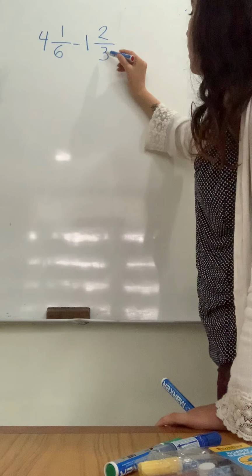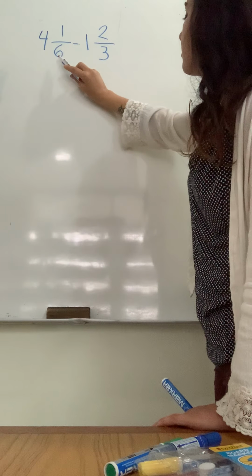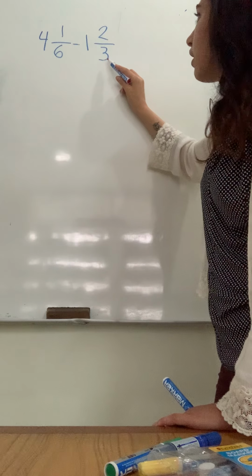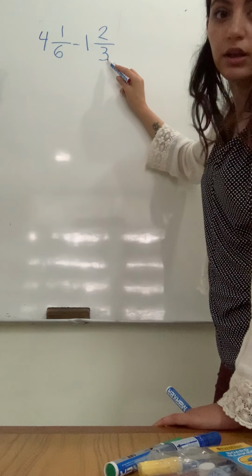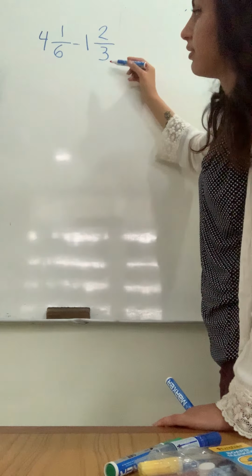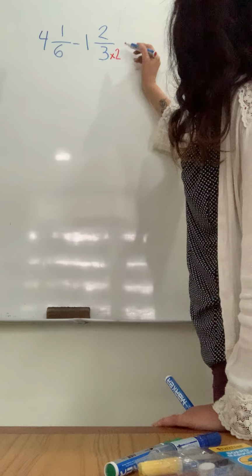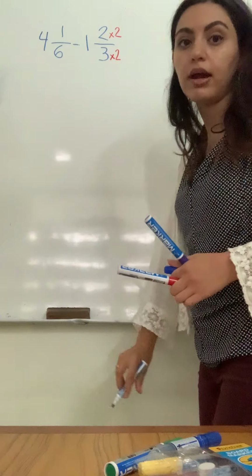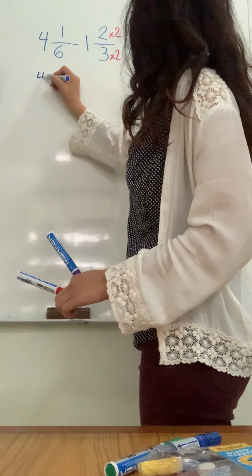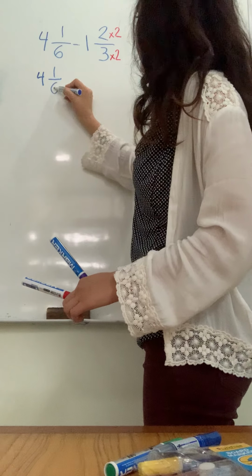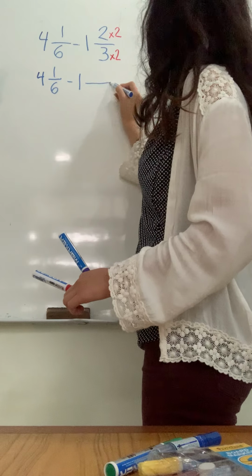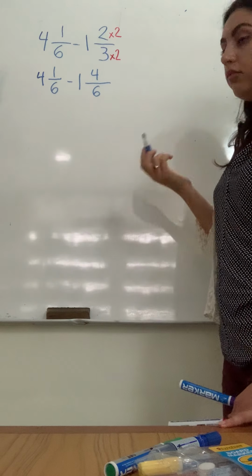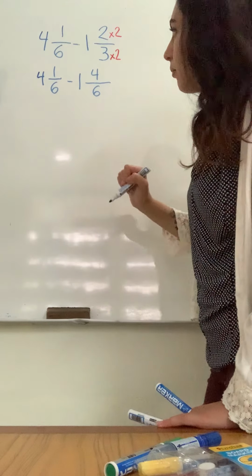So I'm thinking, okay, this is 6, this is 3. I know 3 times 2 gives me 6. So let's do that. That will be easy. Times 2, times 2. I'm going to rewrite the whole fraction. 4, 1/6 minus 1, 4/6. Done. Now we have the same denominator.